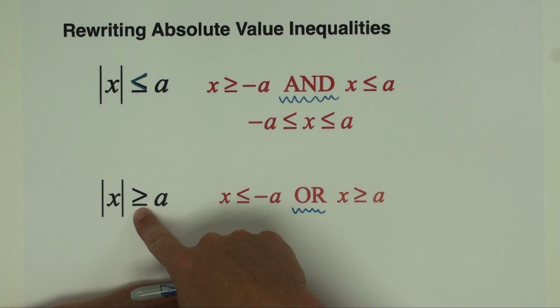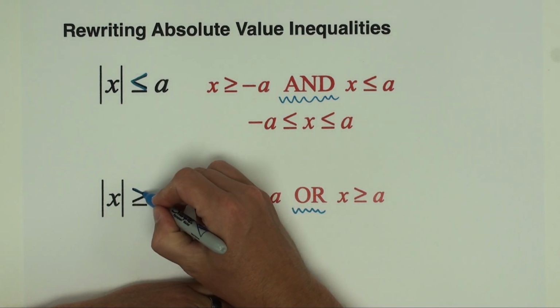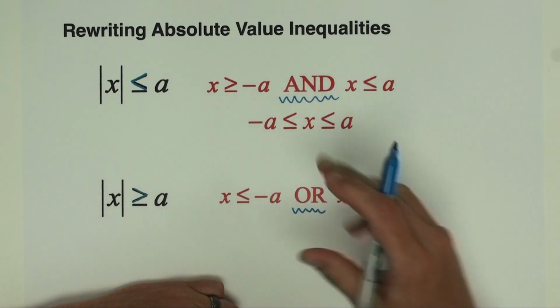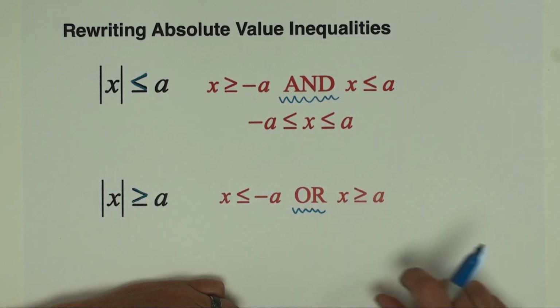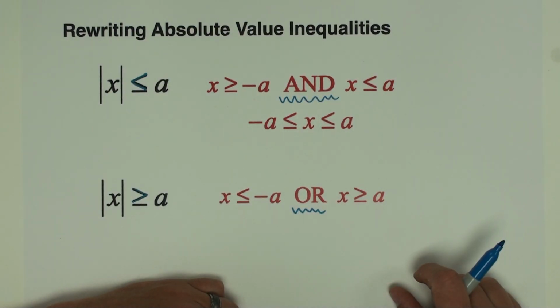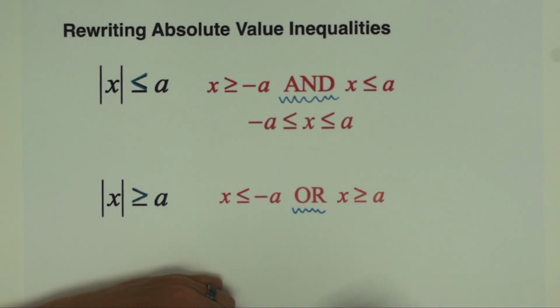If you have a greater than or equal to, whether the equal is there or not is irrelevant, but if we have a greater than, that's going to be represented as an or statement for your compound inequality. Let's do a couple examples of each of these so you kind of see how you're going to write and set them up and then subsequently solve them.